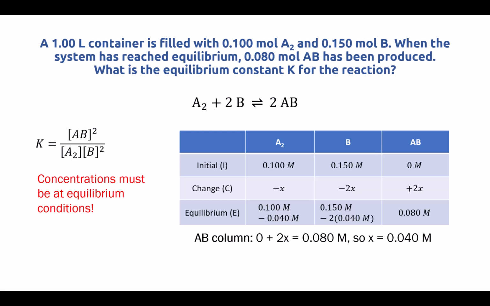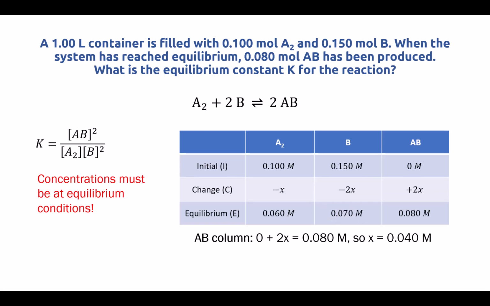So let's apply that to our equilibrium row for A2 and B. If we, instead of writing X, write 0.04 molar, then we can figure out what our concentrations will be at equilibrium for both A2 and B. So for A2, we end up with 0.06 molar once we subtract our 0.04 from the 0.1. And for B, when we take 0.15 minus 2 times 0.04, we end up with 0.07 molar.